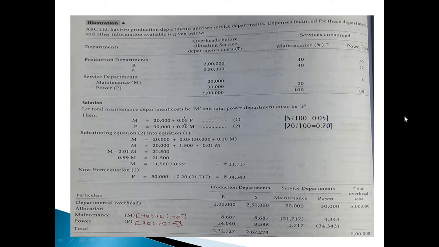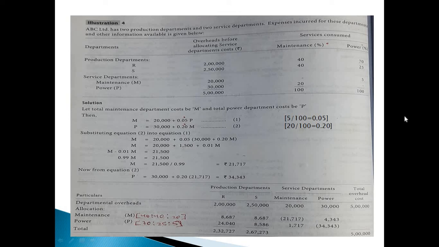Then after that, you distribute the power overheads to all the other departments, including the service department. You take the total amount, 34,343, from equation 2. Then you distribute this amount in the ratio of 70 to 25 to 5, that is the service provided by the power department to the other departments. If you distribute the amount in the ratio of 14 to 5 to 1, you get 24,040 for production department R, 8,586 for S, and 1,717 for maintenance department.